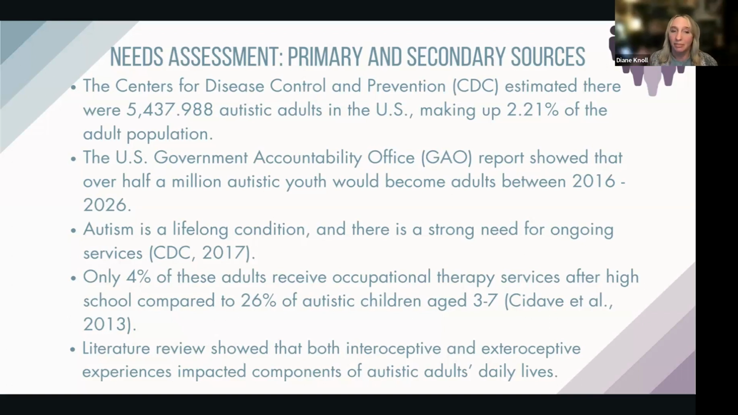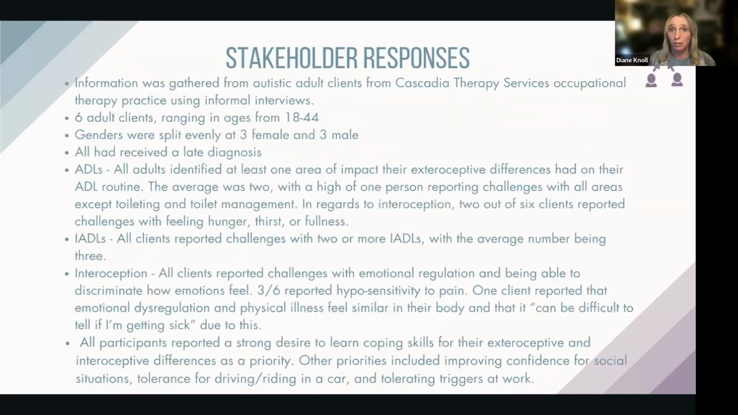And only 4%, like I said before, only 4% of these adults receive OT services after high school. And we know that the literature review also showed that both interoceptive and exteroceptive experiences impacted components of autistic adults' daily lives. Beyond the primary and secondary sources, I had some of my clients be the stakeholder responses in my needs assessment. There were 6 clients, ranging in age from 18 to 44. Genders were evenly split, 3 female and 3 male, and all had received a late diagnosis.